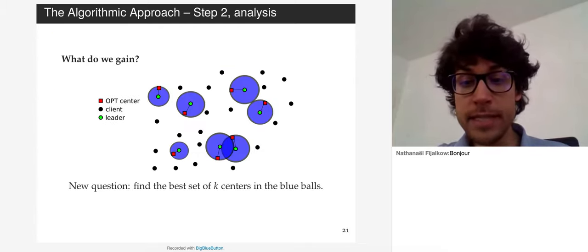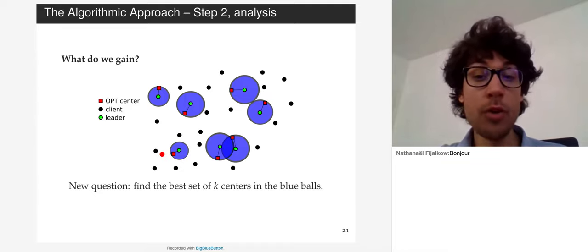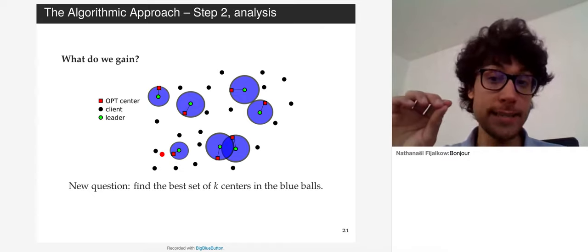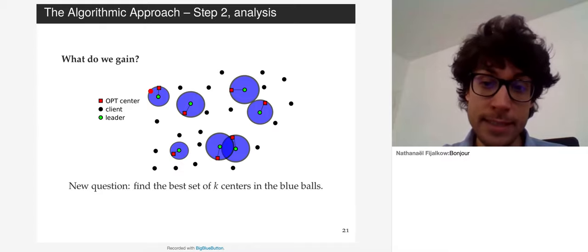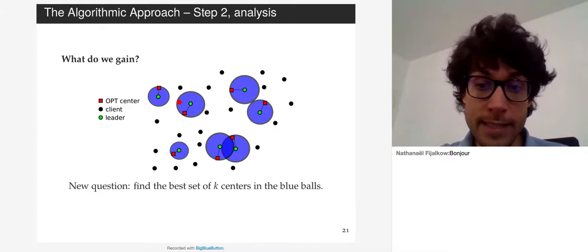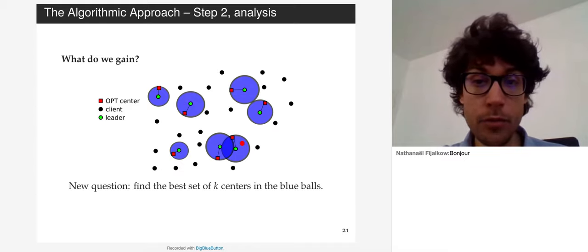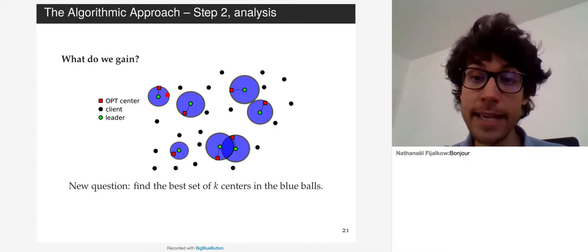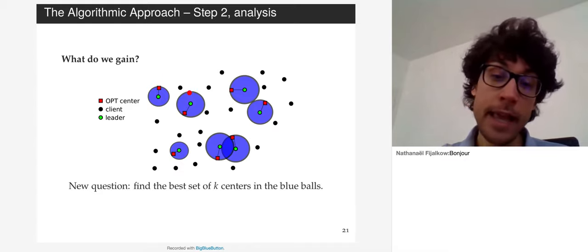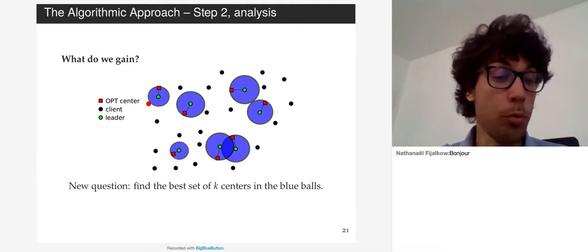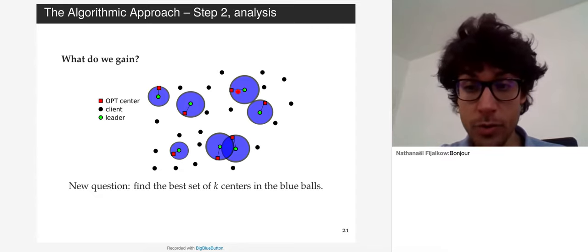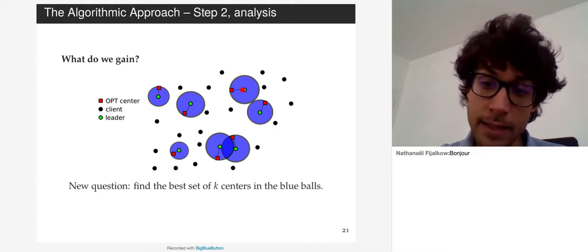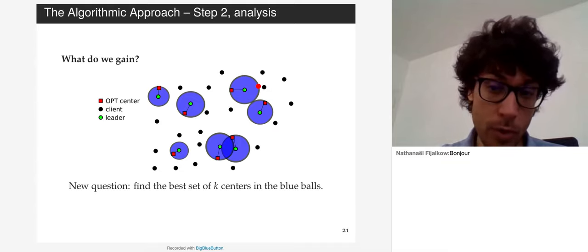Okay, so that's the end of step two. And in fact, the end of step two makes us pretty happy, because what do we know out of it? Consider the good guess, the correct guess. I have the leaders, the green guys, and I have the distances, and I know that I need to pick a center in each blue ball, because that's what I have guessed. I guessed that this guy is the closest to the red, and the distance to the red is this little thing, so I just have to pick someone from the blue ball.